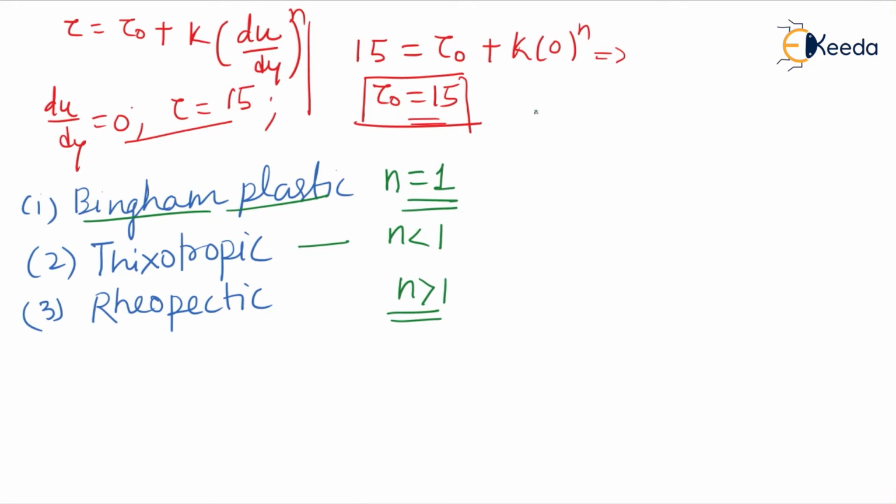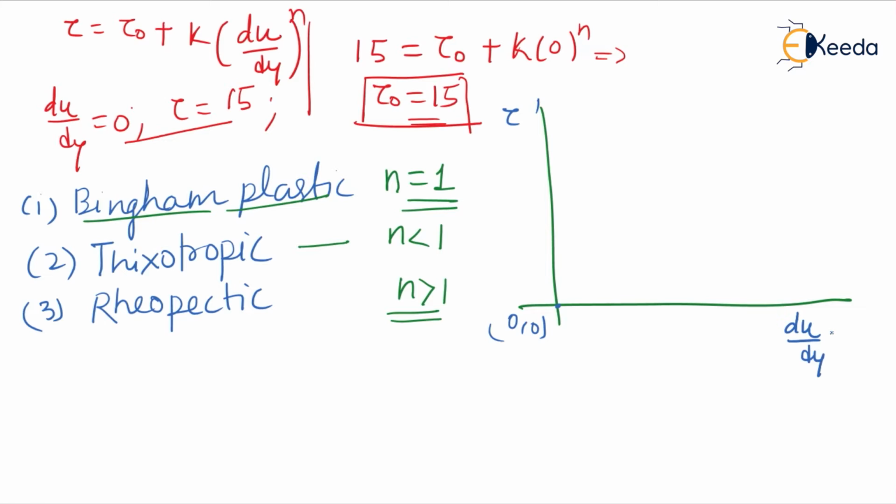So how can we calculate the slope? Let me give you an example. We will start with 0, 0. From here it will start. This is the tau axis and this is the du over dy axis. Now, tau naught at 0, 0, it starts with this point. This height is already given as 15. After this, how it is going to move is what we need to observe here.